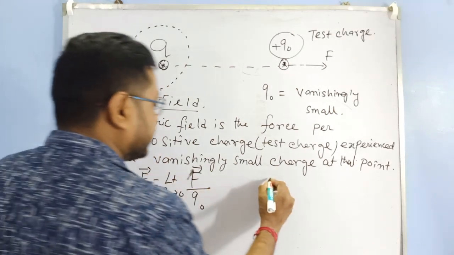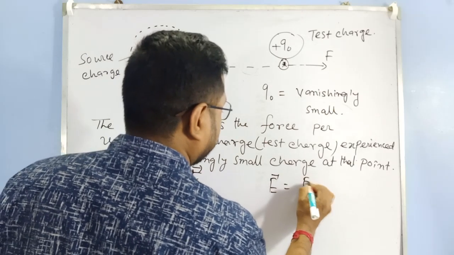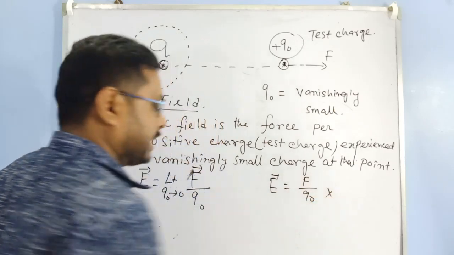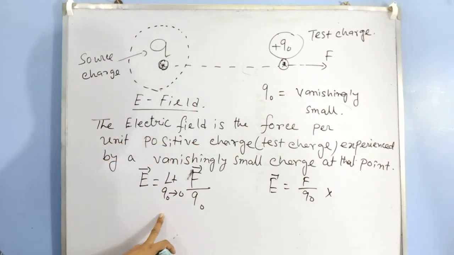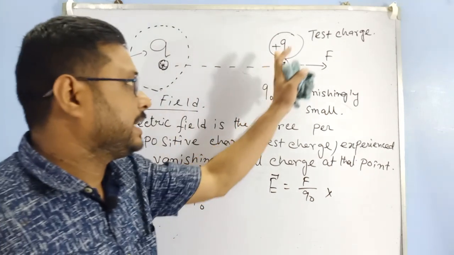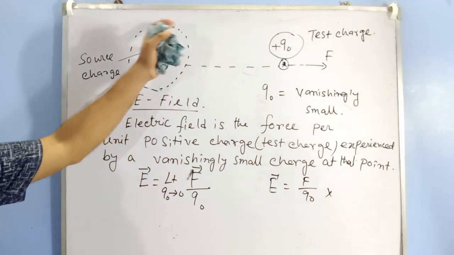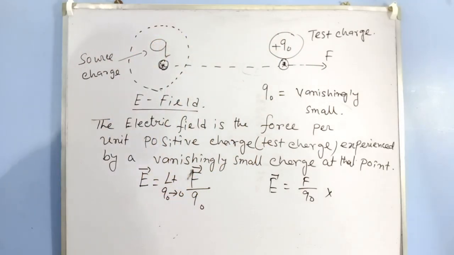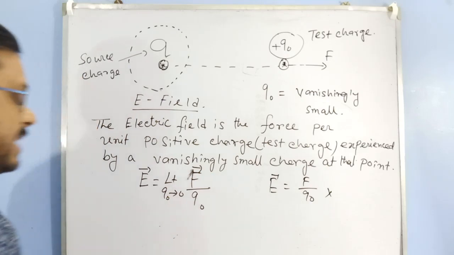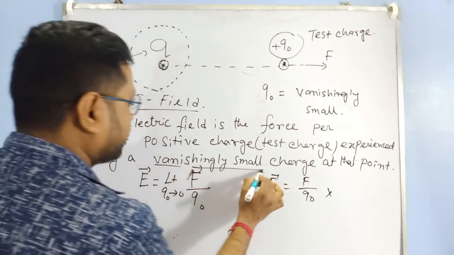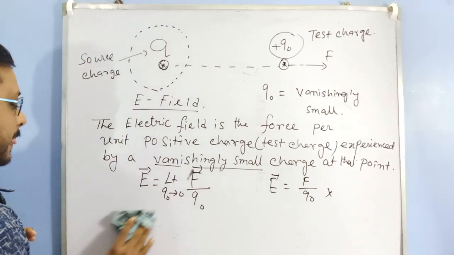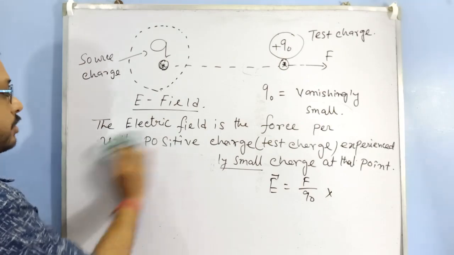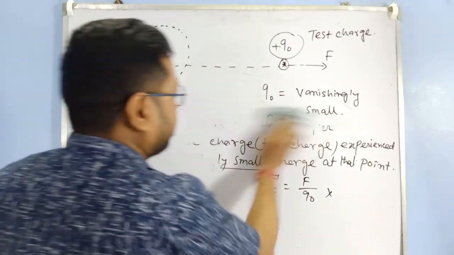In many books it is written that E equals F by Q0, which is not correct, because if we do not take Q0 as infinitesimally small or vanishingly small, then its effects will affect the electric field of Q. So we must always mention that Q0 is vanishingly small and its limit is Q0 tends to 0. So we can know the definition of electric field.